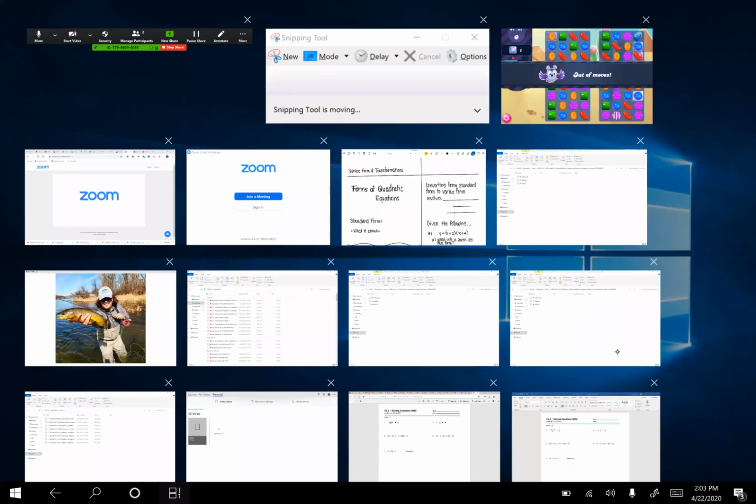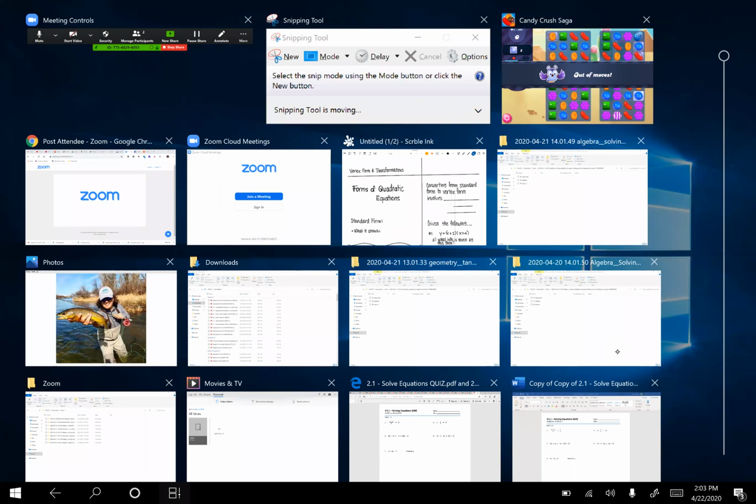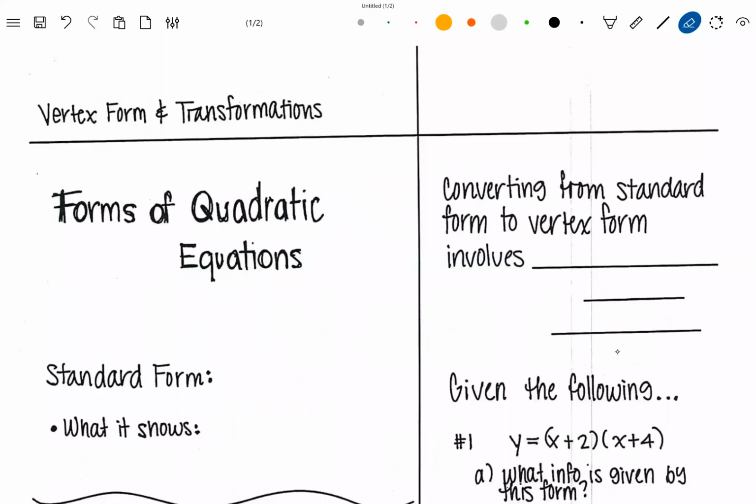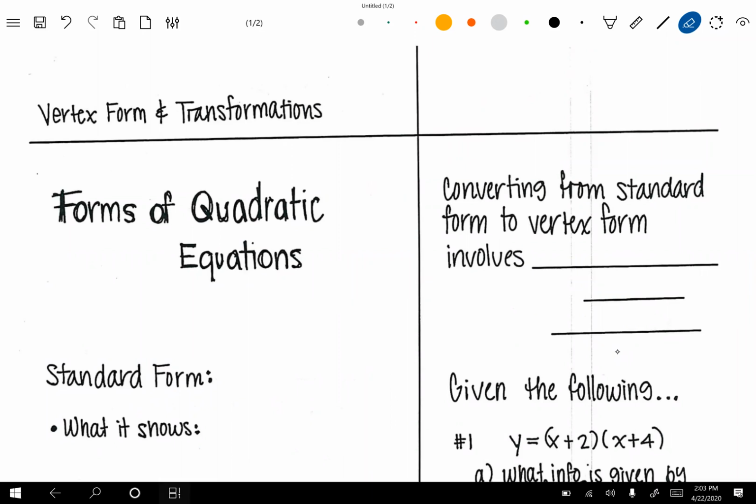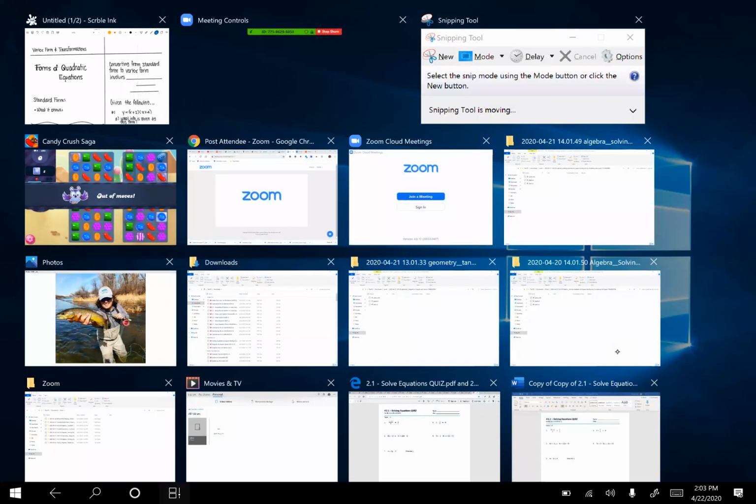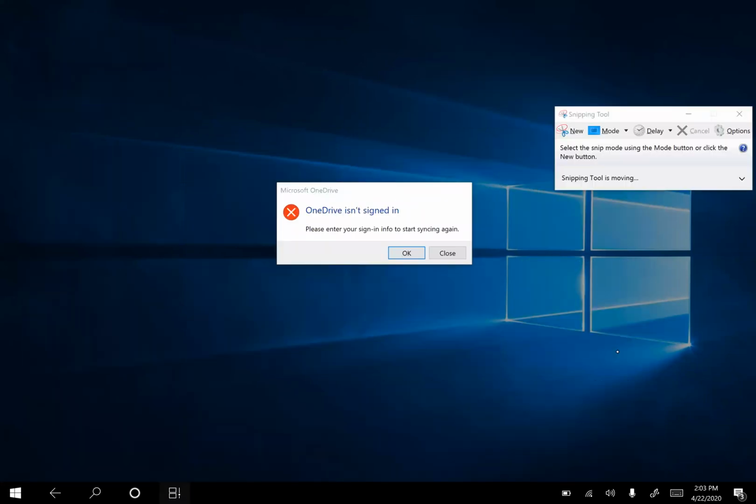Can you see? Let's see. Okay, so can you see the notes? No, not at the moment. Okay. Oh, again. You can now?